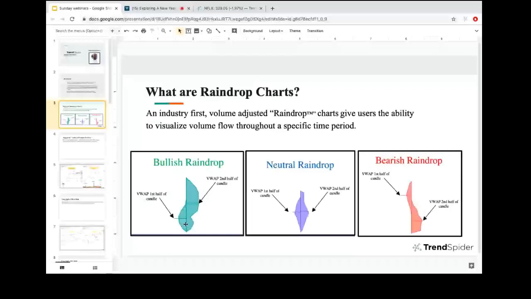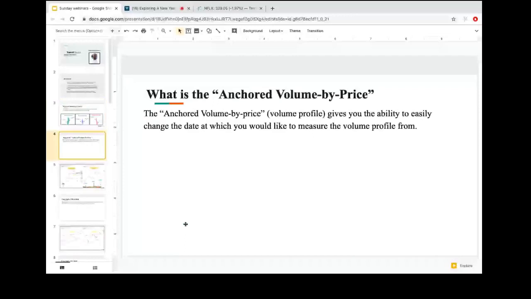What's really interesting about this, and you'll see, is you can really get an idea of the conviction by the buyers or sellers with these candles, something that you wouldn't necessarily be able to do with just a regular chart. Before I jump into any case studies, I just want to mention what the anchored volume by price is as well. It's essentially a volume profile that gives you the ability to easily change the date that you would like to measure the volume from. If you've heard of the anchored VWAP, this is a take on that, except instead of the average price, we're showing all of the volume bars for the entire time period.